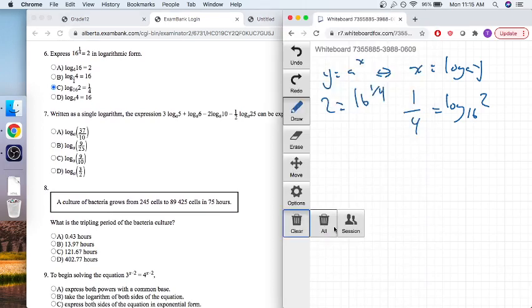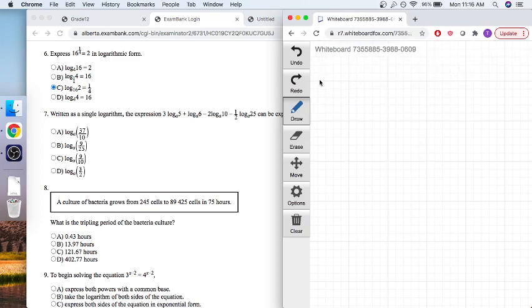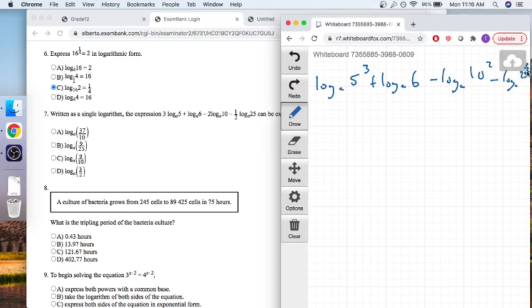Written as a single logarithm, the expression 3 log a 5 plus log a 6 minus 2 log a 10 minus 1/2 log a 25. Okay, so let's do this out. So log a 5 to the 3 plus log a 6 minus log a 10 to the second minus log a 25 to the 1/2. I don't see why we can't do this. It's 5 to the third.